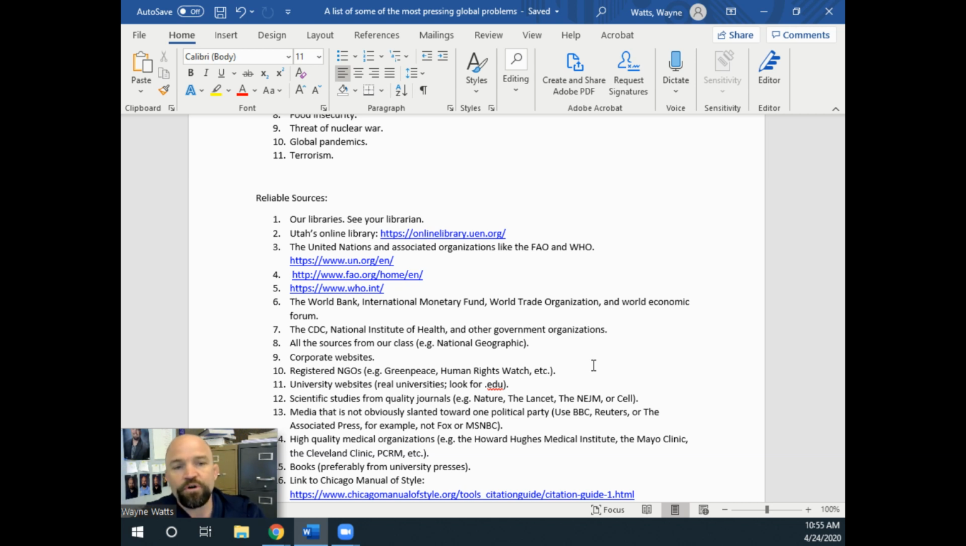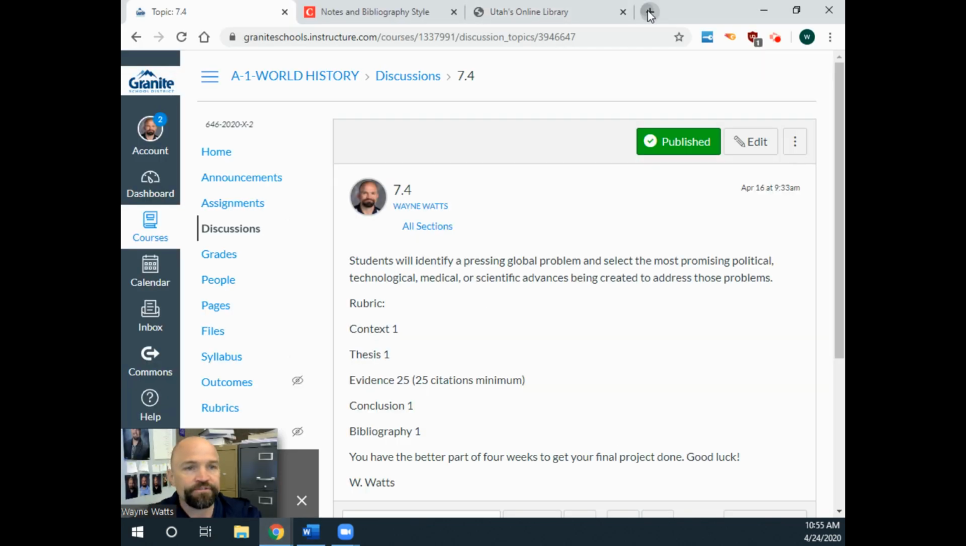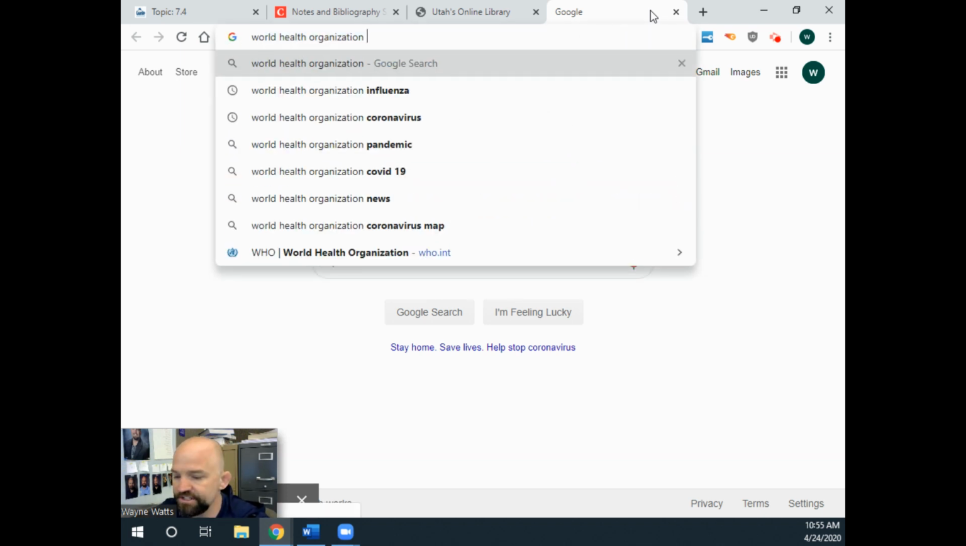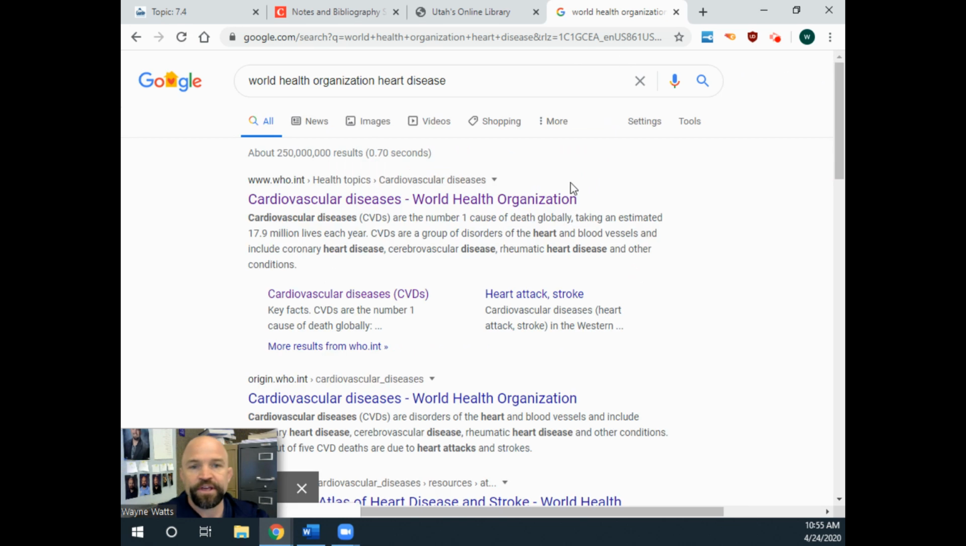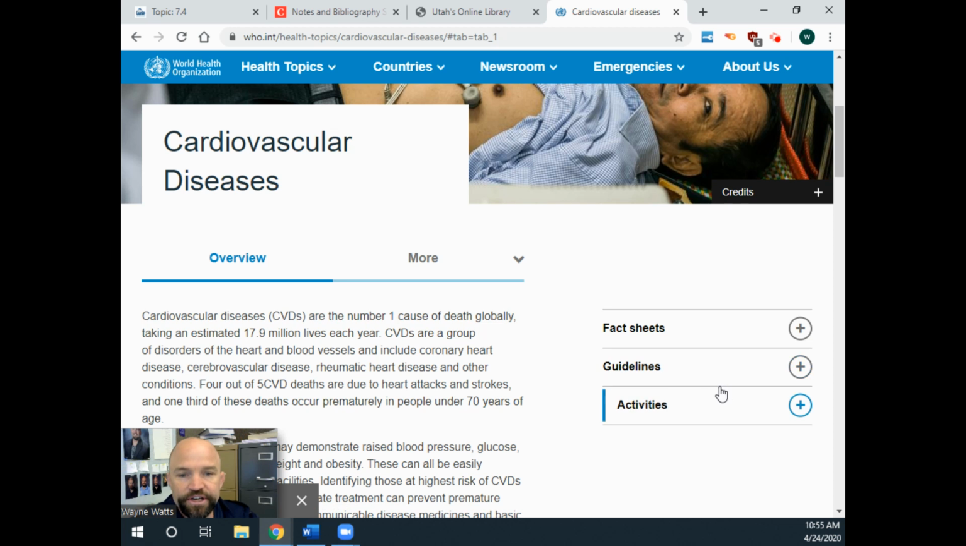So the only truly universal global organization on the planet is the United Nations. Any information you get from the United Nations is to be considered a reliable source, as is anything from an associated organization like the FAO or the World Health Organization. So if you were looking for information about, say, World Health Organization heart disease, so cardiovascular diseases, this is where you would go to get good information.